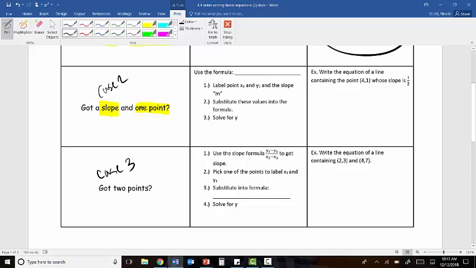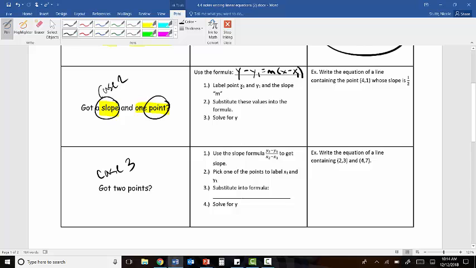The easiest formula, in my opinion, for this is the point-slope formula. And that looks like this. Obviously, the reason that's my preference is because it's called the point-slope formula, so it makes sense to use it if you have a point and a slope. We're going to take these steps and apply them to the example problem over here.